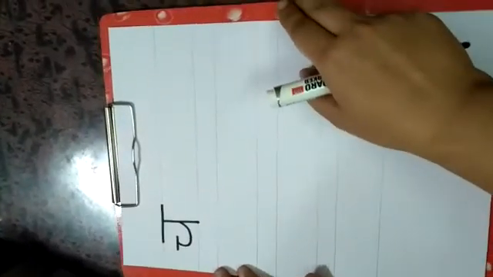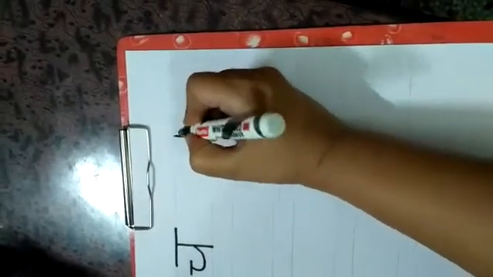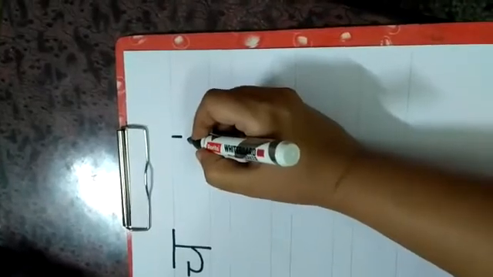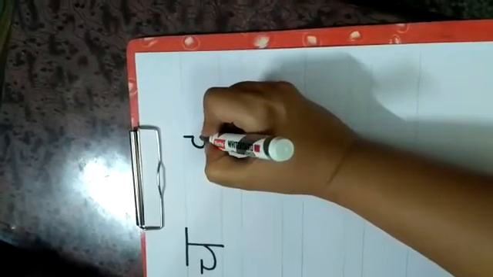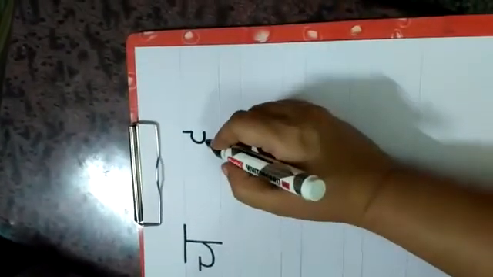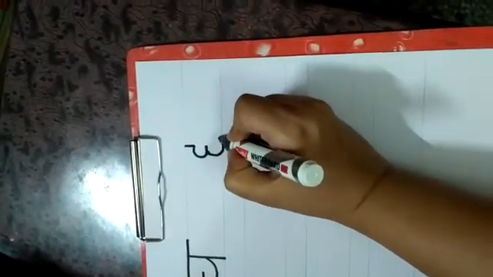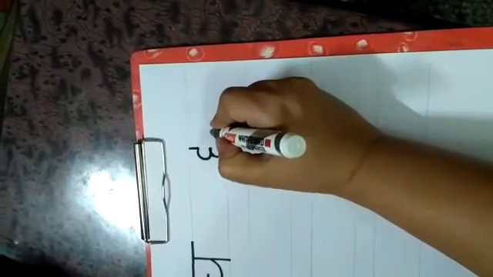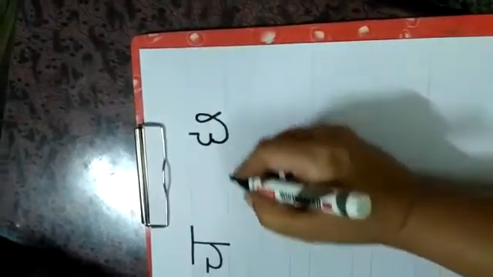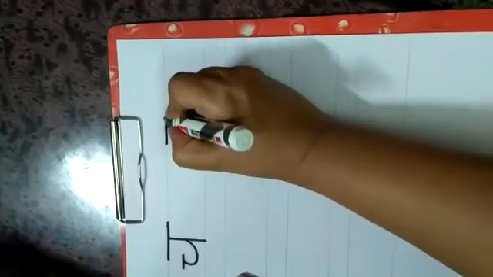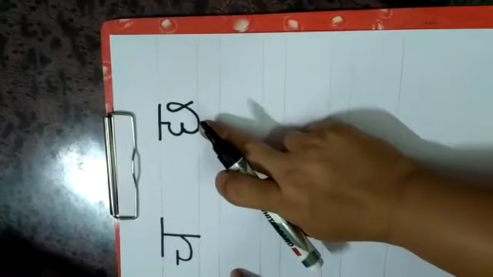Now we will learn how to write ch. Make a small standing line. Make a curve like this. Then again make a curve adjoining with this. Go upwards and make a loop like this. At the top, make a sleeping line. This is ch se chhatri.